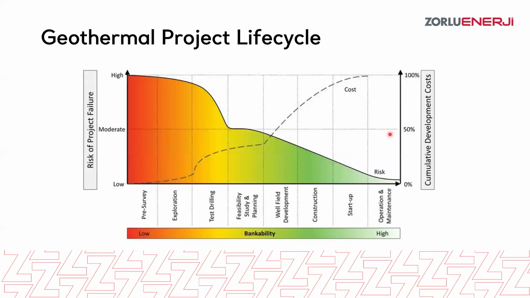Okay, and here we are seeing a geothermal project life cycle, which also shows the main problem, or the main risk, with geothermal. As you can see, in the beginning, we have very high risks due to uncertainties in the underground, because we have so much data from the surface observations or surface measurements.